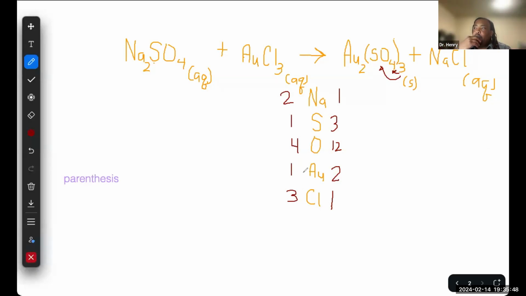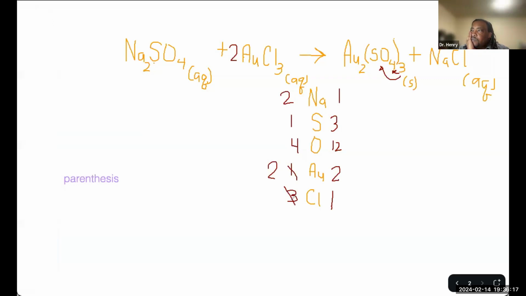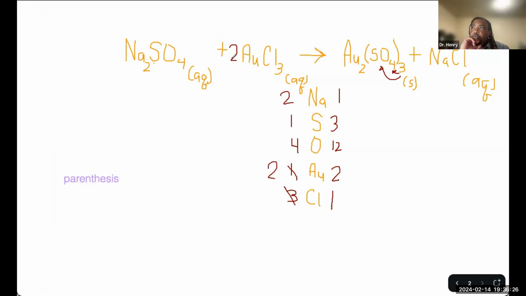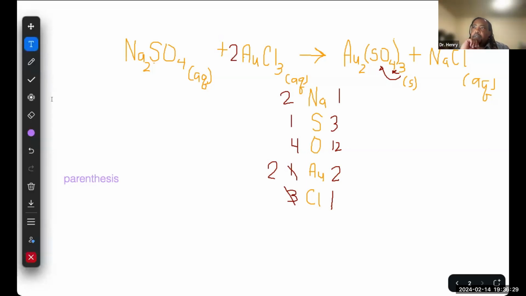So for instance, if we look at our gold, on one side we have 2 gold, on the other side we have 1 gold, right? So what can we put in front of there so that it would end up being 2 on both sides? So on our reactant side, what do I need to put in front of my gold? 2. So then that would give me 2 gold. And then how many chlorines would I have? How many Cls? So now I have this number in front. Now this number in front is called the coefficient. Again, type that out.